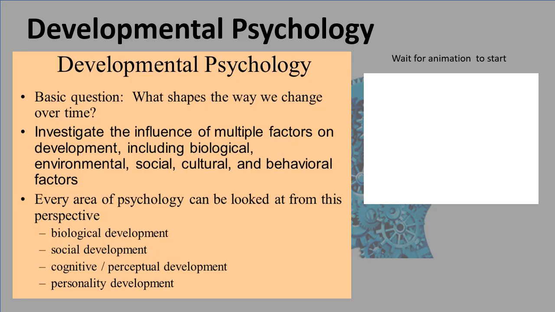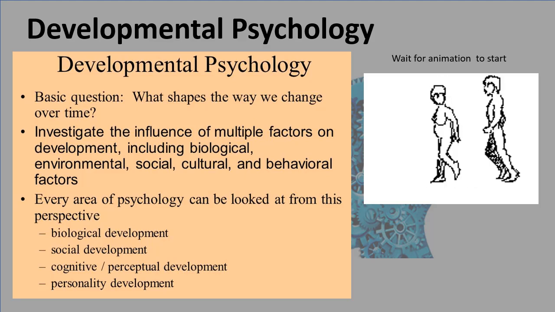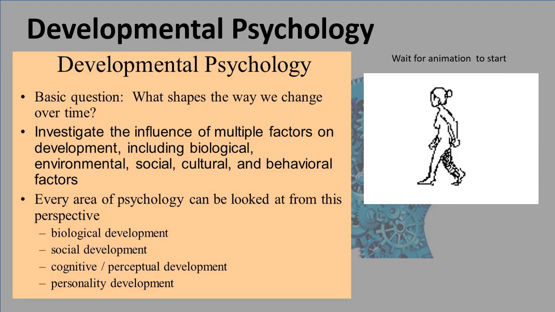So when we look at developmental psychology specifically, what we're trying to figure out is what shapes the way we change over time. What are the influences on our development? Biology, environment, social, cultural, behavior, all of these things influence it. And all the different areas of psychology can be looked at from this perspective.